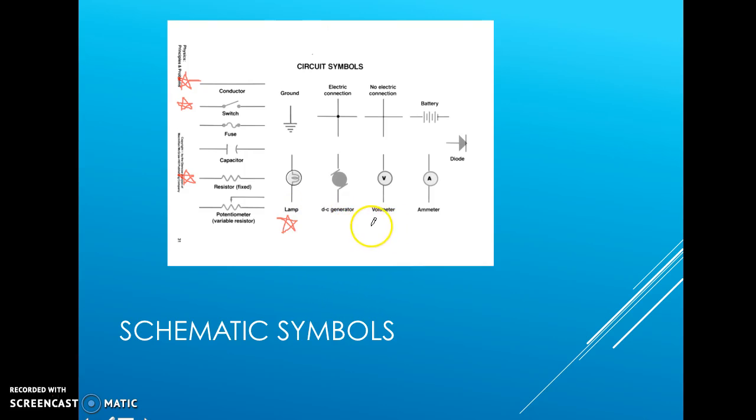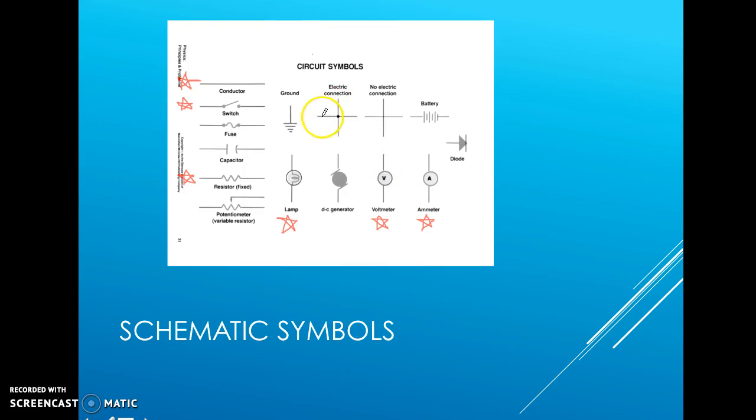Going along the bottom side here, we will look also at voltmeters, which measure the voltage across a resistor or 2 different points in a circuit, and an ammeter, which measures the amps, the amperage, which is the current through any part of the circuit. We'll look at those in a little bit more detail later.